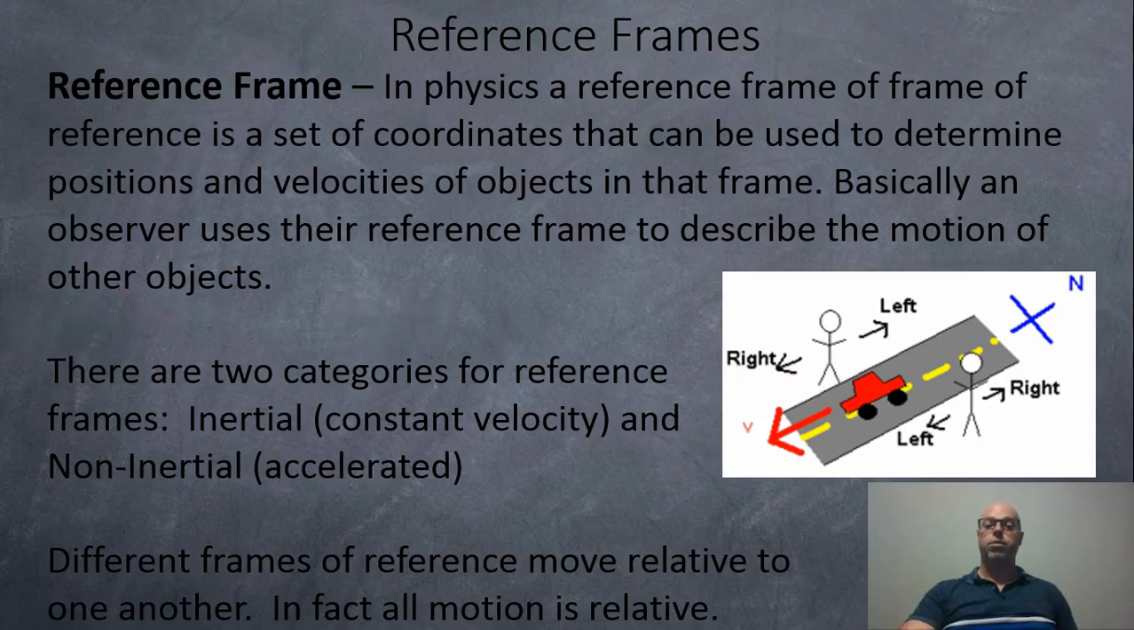So there are two categories for reference frames. There's inertial, where there's a constant velocity, and non-inertial, where the observer is moving with an acceleration. Different frames of reference can also move relative to one another. In fact, all motion is relative.